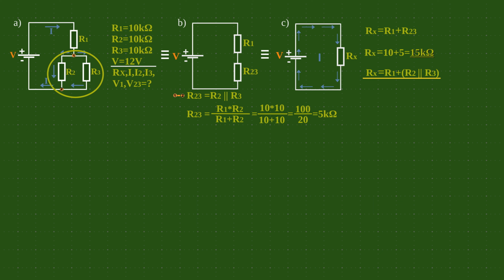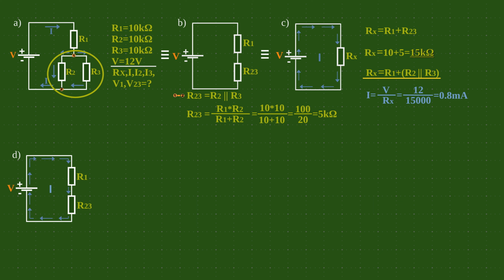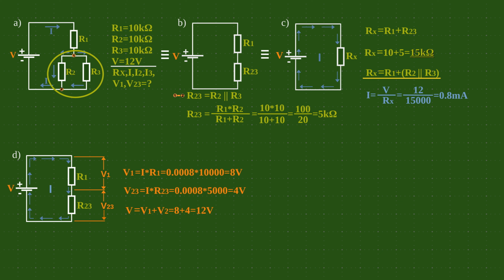Now that we know the total resistance, we can easily calculate the total current I. Now we take a step back. In fact, diagram D represents diagram B, but now we calculate the voltages on the resistors. This is extremely important to us when designing voltage dividers or setting static operating points of transistors. We'll talk more about that in one of the following videos.